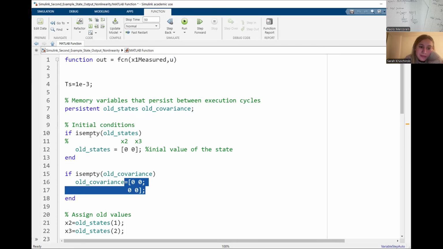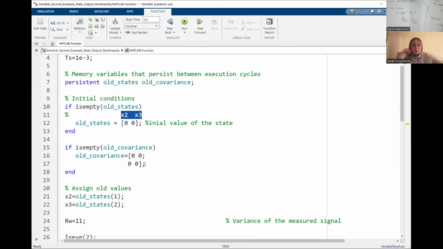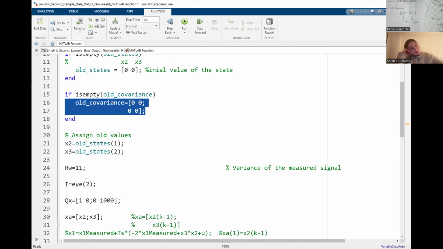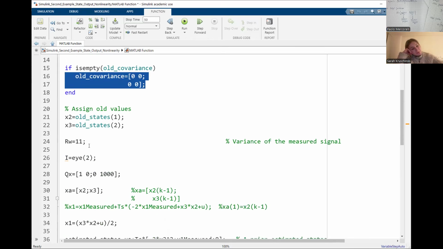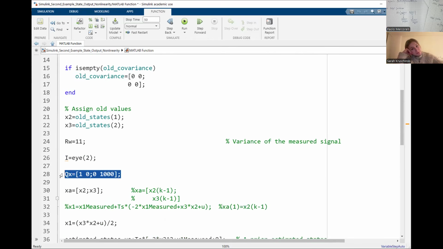Yeah, do you remember this? I told you is empty. We need it because in the other interpreted function, we put the initial value outside in Simulink. Here, we don't have this possibility. This means we have to put it inside, for the state initial condition, but also for the a posteriori covariance matrix. We can see that everything is 2 times 2. We have two states. Q is again 2 times 2.